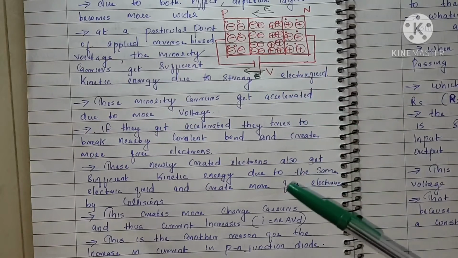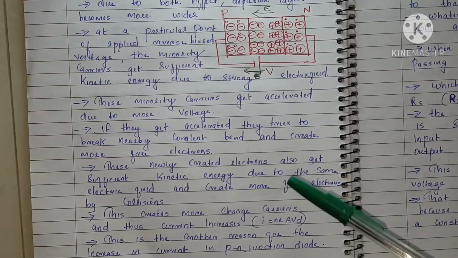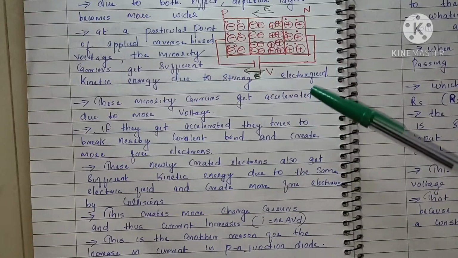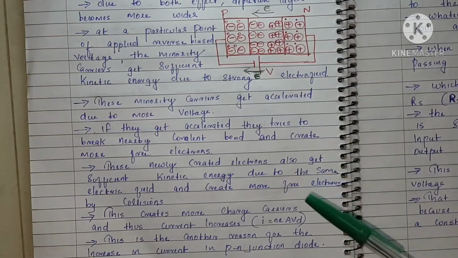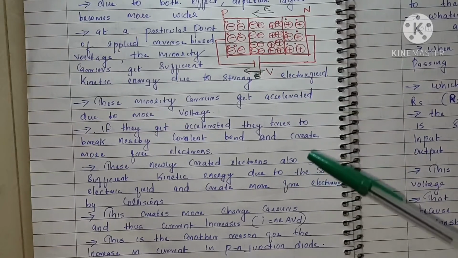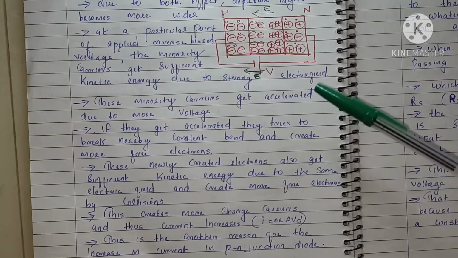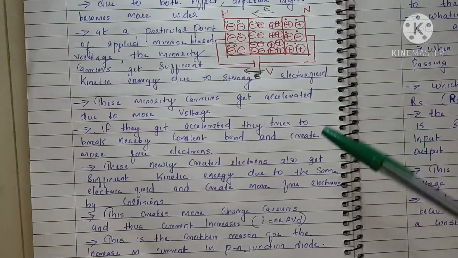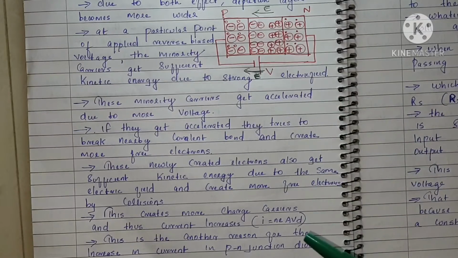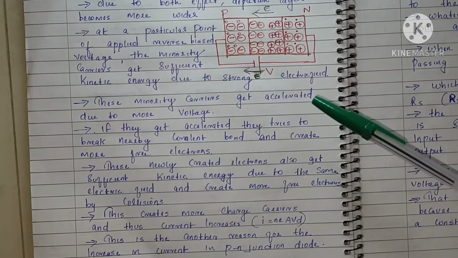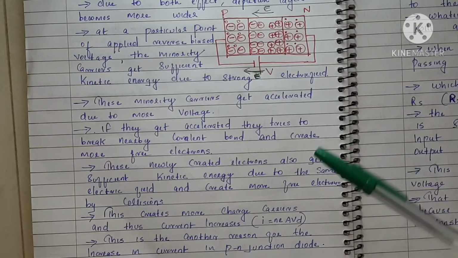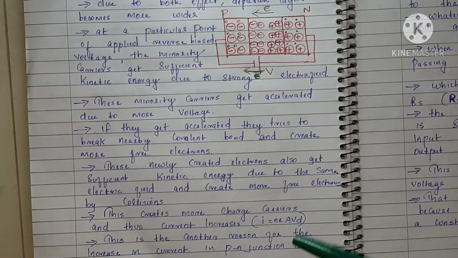If they get sufficient kinetic energy, minority carriers will get accelerated, and these accelerated minority carriers will try to break the nearby covalent bonds and create more free electrons, and these newly created free electrons also get sufficient kinetic energy and create more and more free electrons by collision. If there are free electrons, of course there will be new holes created, which creates more charge carriers. If there are more charge carriers, there will be current flow also. This is another reason for the increase in current in a PN junction diode.